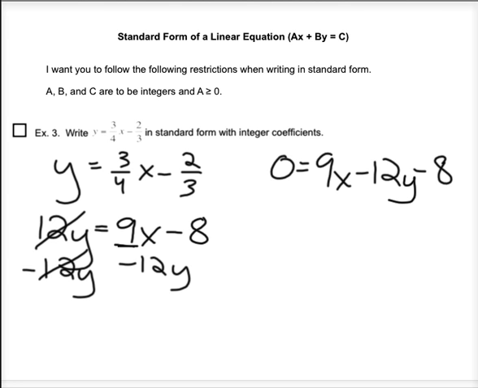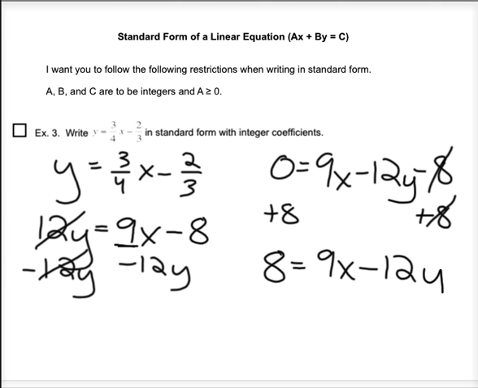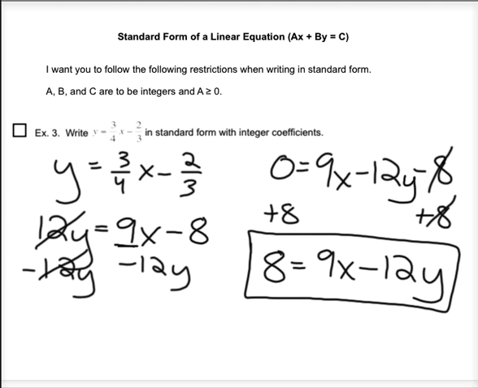That c represents a constant. So any constant needs to be on the other side of my equation. I gather the x and y on one side, and I move the constant to the other. So now I'm going to add 8 to both sides. So I have 8 equals 9x minus 12y. And that is going to be the standard form of this equation. I have my x and y together, my constant on the other side, and everything is an integer.